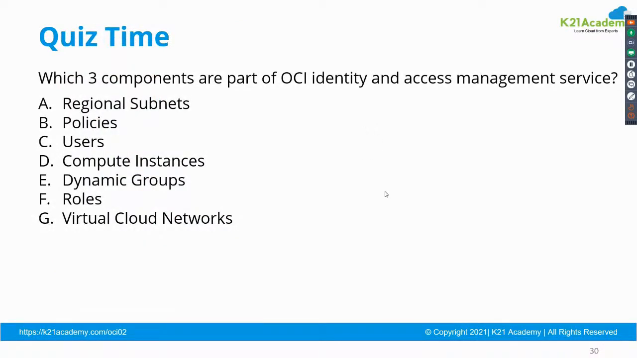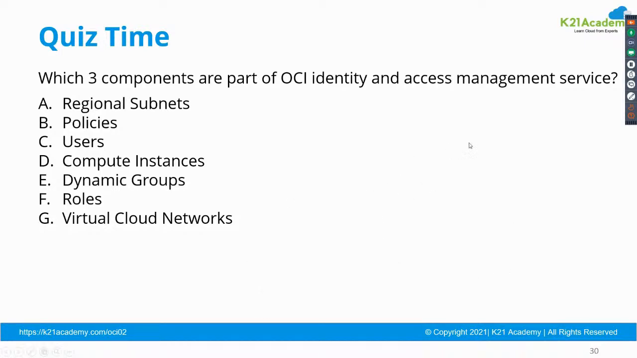Right, so quiz time. Which 3 components are part of the Oracle Identity and Access Management service? Put your answers in the chat box. The options: regional subnet, policies, user, compute instance, dynamic groups, roles, virtual cloud network.